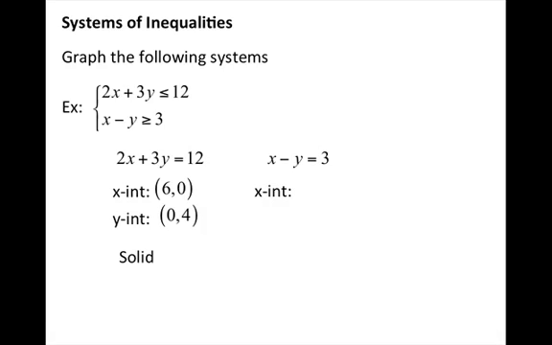Next, let's look at x minus y equals 3. For the x-intercept, let y be 0. So I have x minus 0 is 3, or just x is 3. So my x-intercept is the point 3, 0. For the y-intercept, let x be 0. If x is 0, this leaves me with negative y equals 3. So if I divide each side by negative 1, I get y is negative 3. So my y-intercept is the point 0, negative 3. And again, this is a solid boundary line because the original inequality had the equal to part.